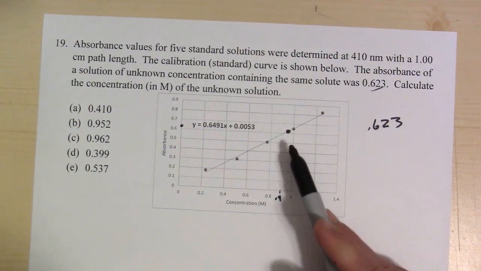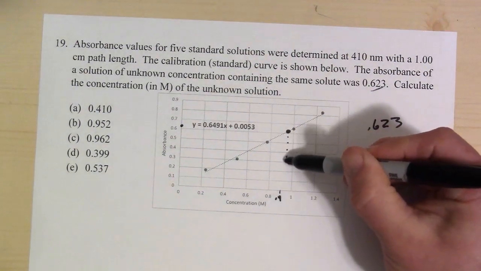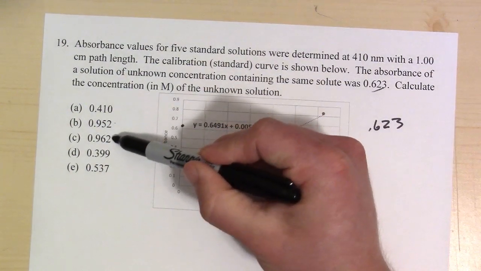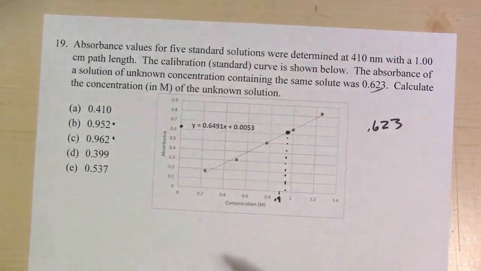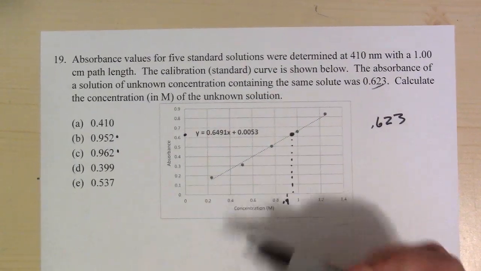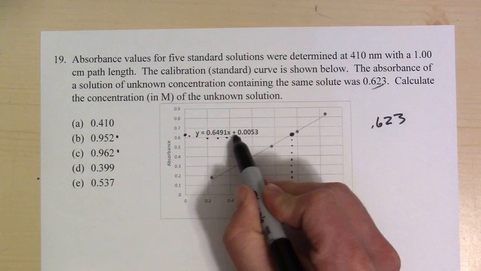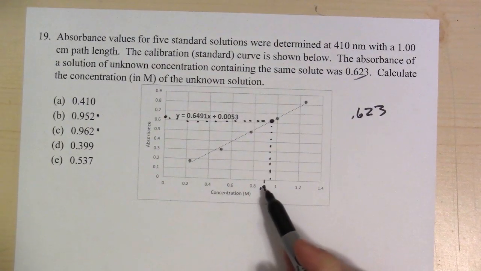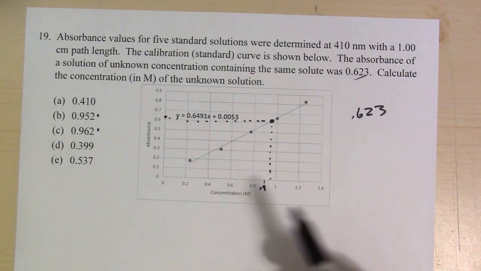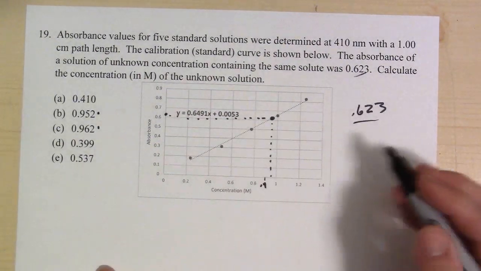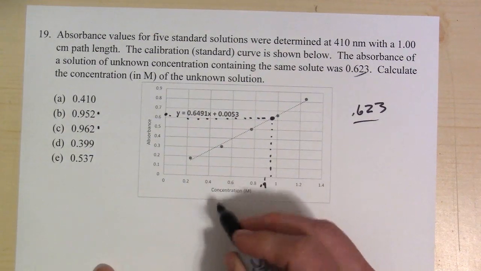It's going to be somewhere between 0.9 and 1, but we see that there are 2 options that fit that criteria, so this is just a way of getting a rough estimate of where the concentration might be. So between 0.9 and 1. To get the exact value, we can plug our absorbance into our calibration curve here as y.